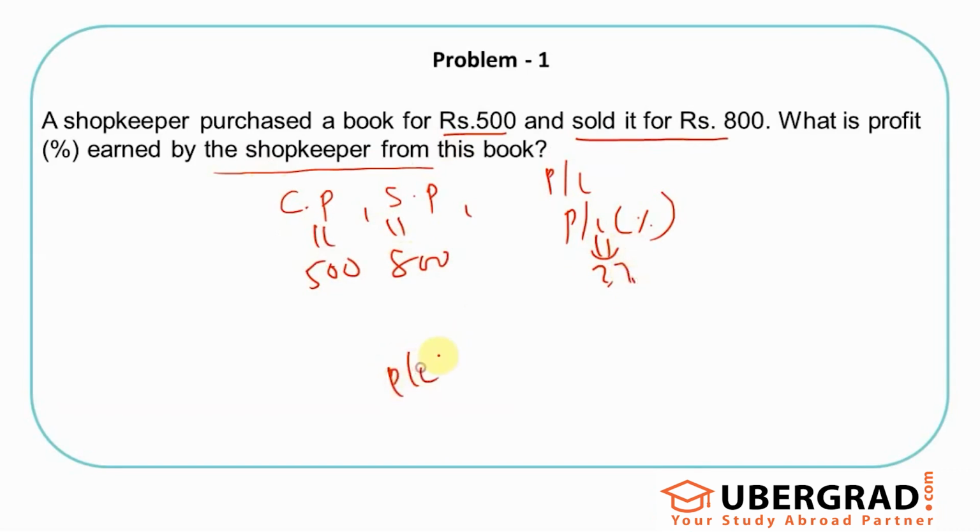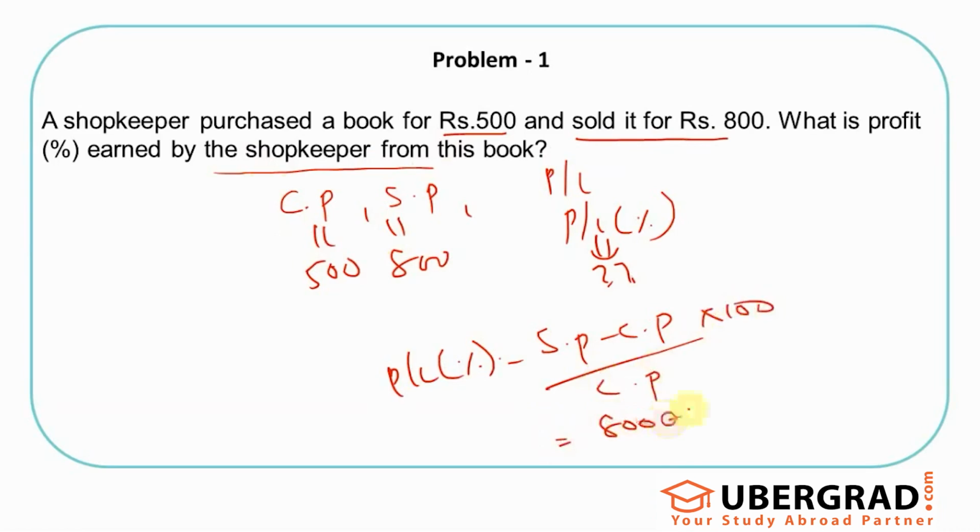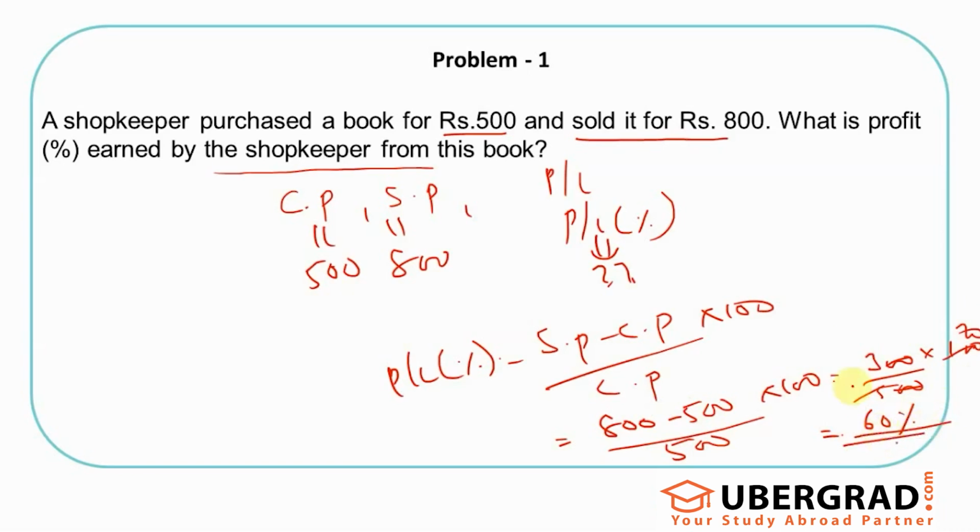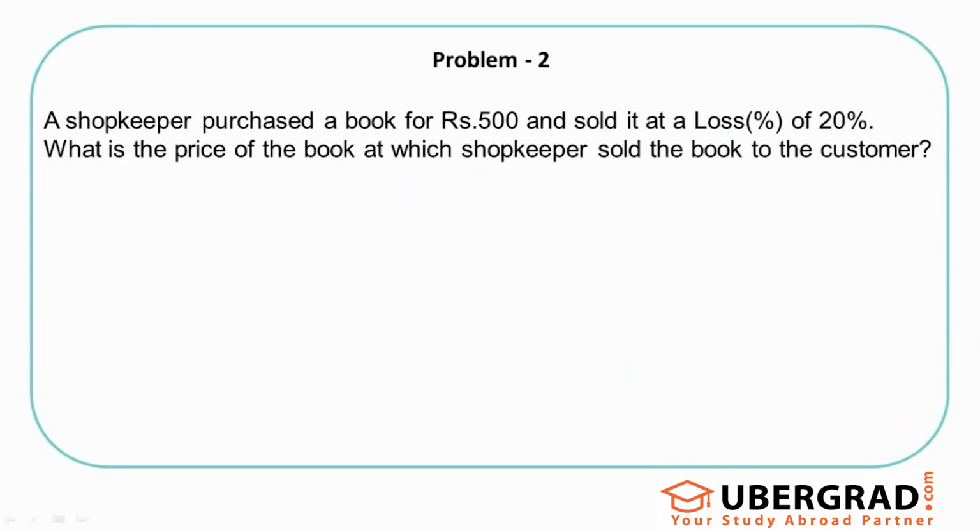So what is the formula for this? As we have discussed, SP minus CP by cost price into 100. That's 800 minus 500 by 500 into 100. That's 300 by 500 into 100, which is 60%. That's the profit. 60% is the profit percentage, and the profit value is 800 minus 500, which is 300 rupees. That's the question.